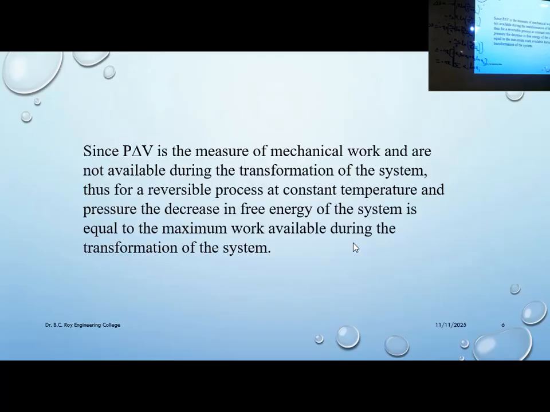Now dE plus PdV, according to the first law, is dq. And TdS is also dq. That's why it is VdP minus SdT. This is the final result.